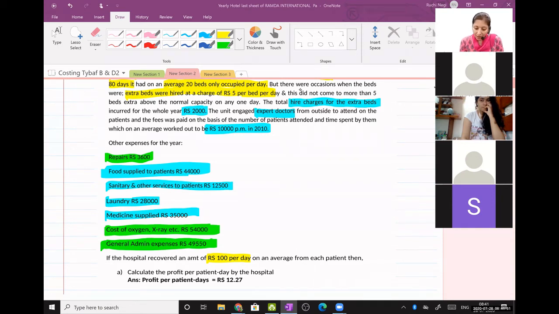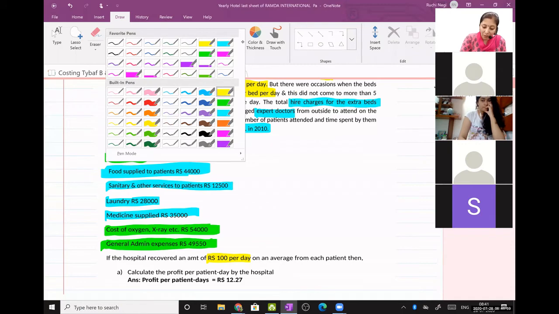Okay. Yeah, very good, Madhu. It is the revenue. Great. Yeah, it's the revenue. That is the selling price of the hospital. Okay. So just remember one thing.